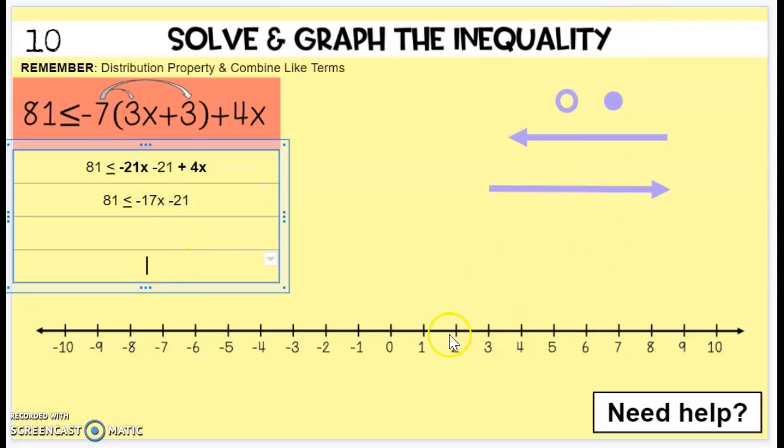And then you're going to decide if it's an empty circle or a filled in circle, and you're going to decide which way your arrow is facing as you graph it on this number line. Again, if you need any help or have any questions, revert back to the first few where we walked through all the different steps if you're confused.